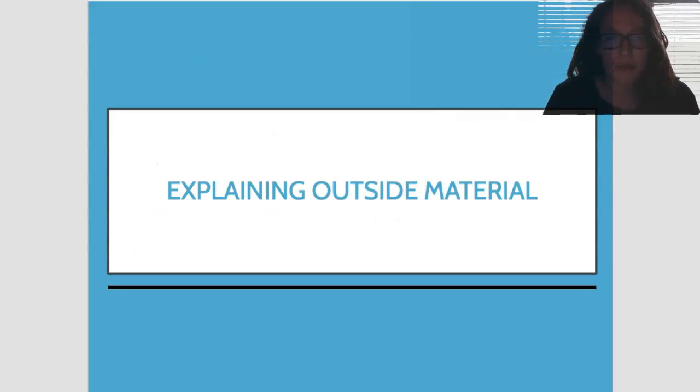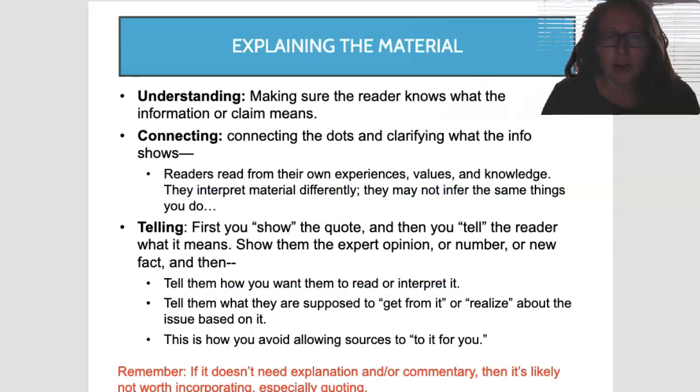The next part is explaining the outside material. And again, this is the part that gets left out. It's the part where you're making sure the reader is understanding the information the same way you are.